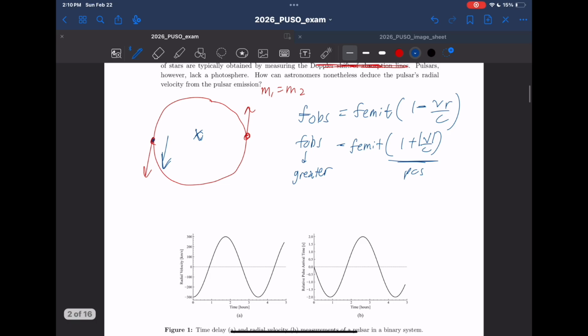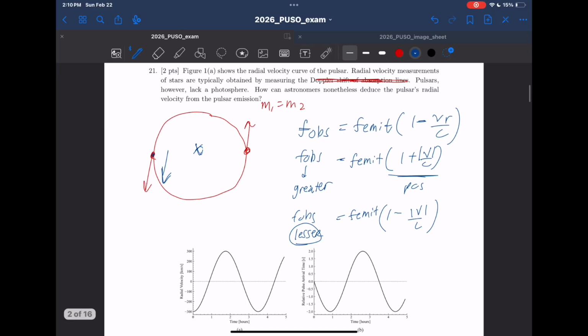Same thing the other way: when the pulsar is moving away from us, we're going to have 1 minus v over c times f emitted equals f observed. So this will be lesser or smaller. The basic idea is that as the pulsar is moving towards us, we observe a greater frequency of the pulsar signals, and as it's moving away from us, we see a lesser frequency. And from that, we can infer what the velocity of the system is.